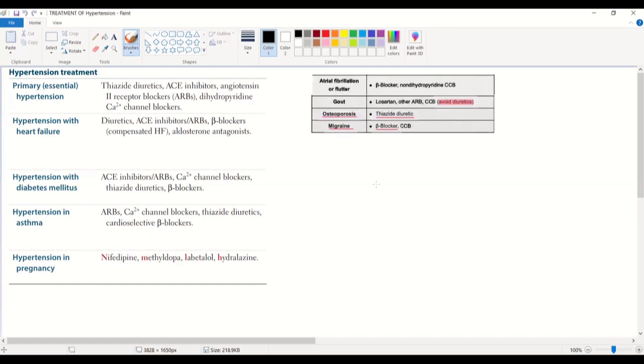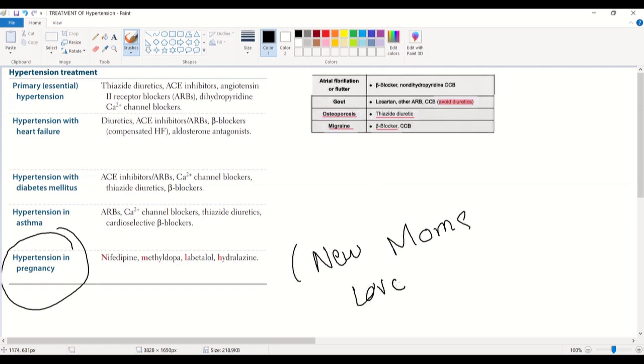So these are some drugs that are used for hypertension. Let's start with pregnancy. The mnemonic for pregnancy antihypertensive drugs is new mom love hug, right? N for nifedipine, M for methyldopa, L for labetalol, and H for hydralazine.